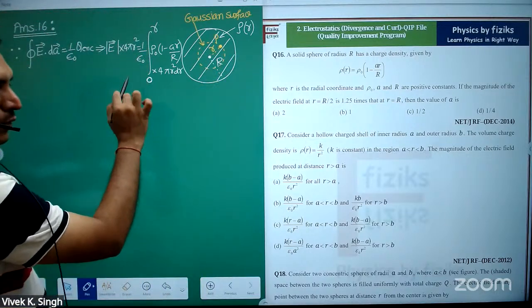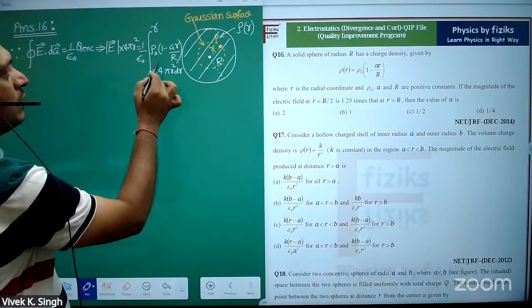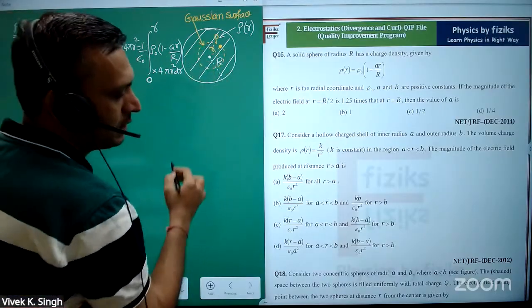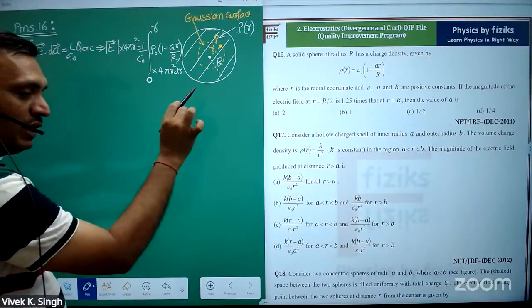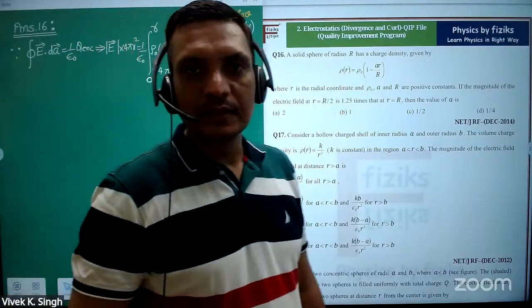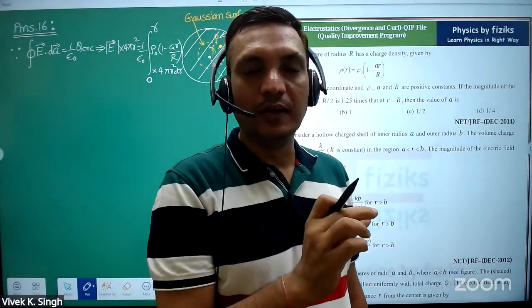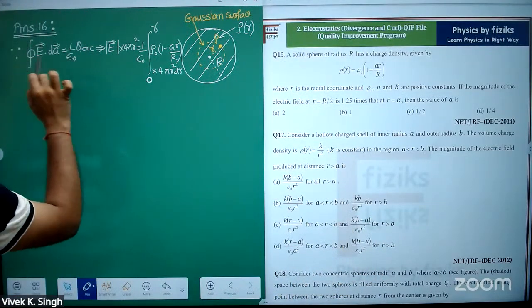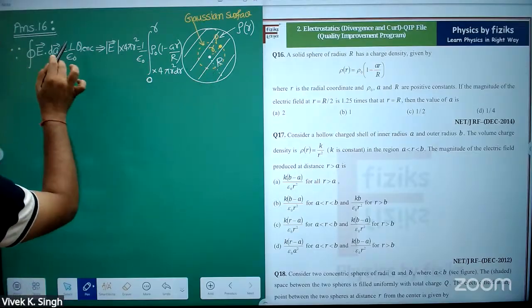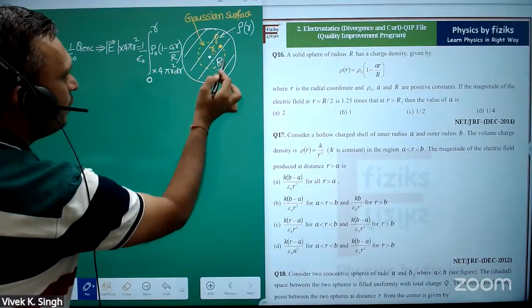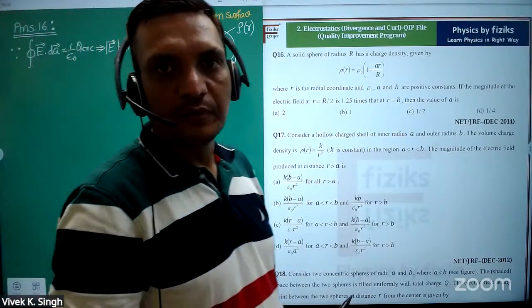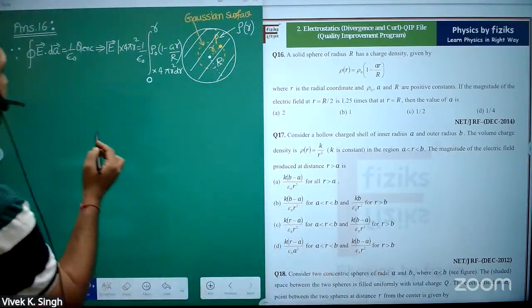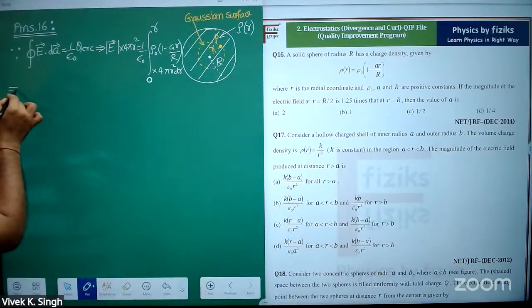The right hand side, in Gauss law, gives the charge enclosed within the Gaussian surface. But this electric field is the field due to all charges. You must remember this point: when applying Gauss law, E is the field due to all charges, but the charge enclosed is the charge within the Gaussian surface. That will give you the electric field.